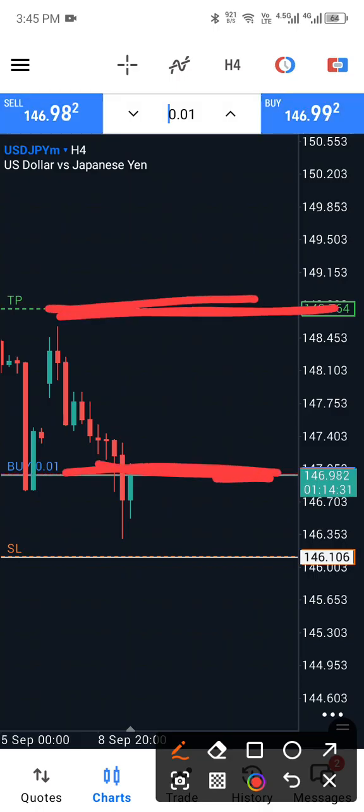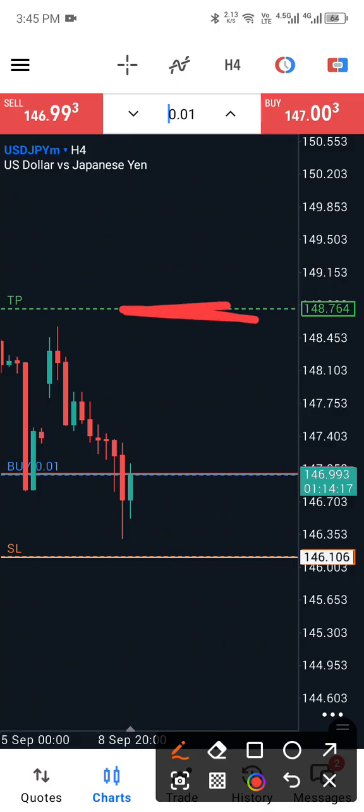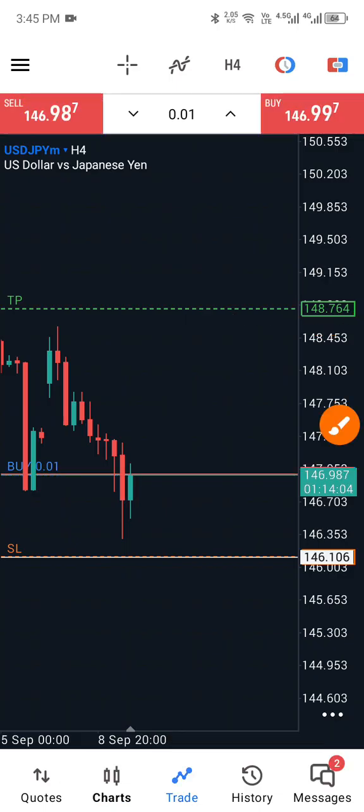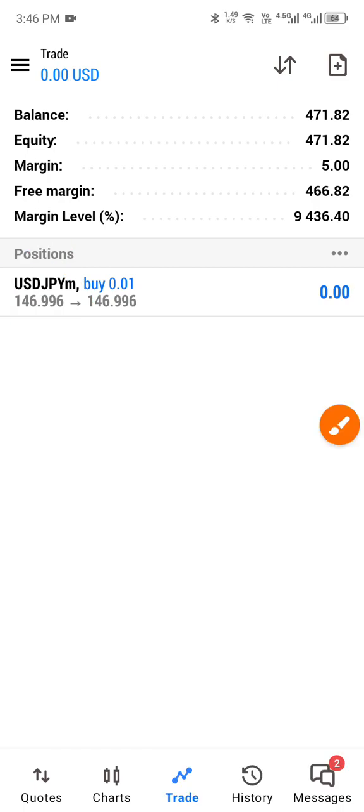Now to calculate the reward, it's the distance between your entry price and your take profit. So how do you calculate the reward? This is how you do it: take profit minus your entry price. Now what's the price for my take profit? This is it, it's already highlighted: 148.764. And what's my entry price, which we had already noted? It's 146.996. So let's go to my calculator.